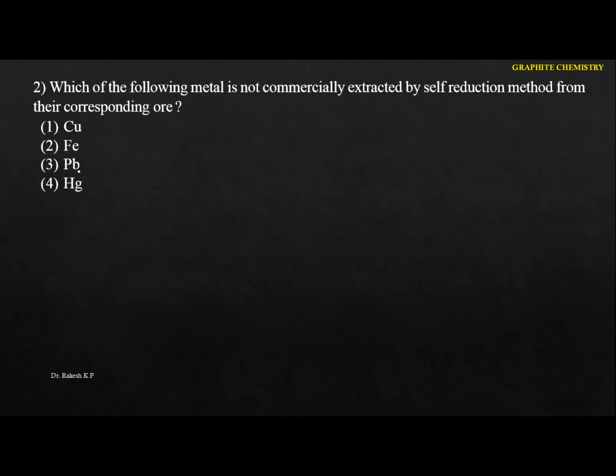Which of the following metals is not commercially extracted by the self-reduction method from their corresponding ores? So you have to identify which of the metals undergo self-reduction. It is also called auto reduction. The sulfide ores, particularly these ores, undergo self-reduction. That is the sulfide ore of copper, lead, and also mercury. Only these metals are reduced by self reduction.